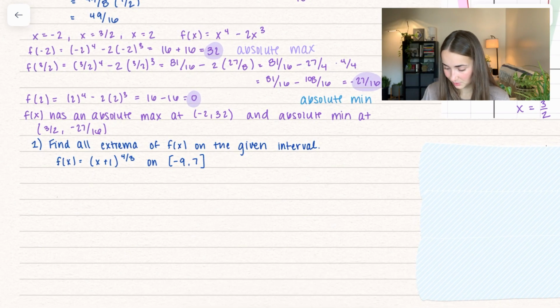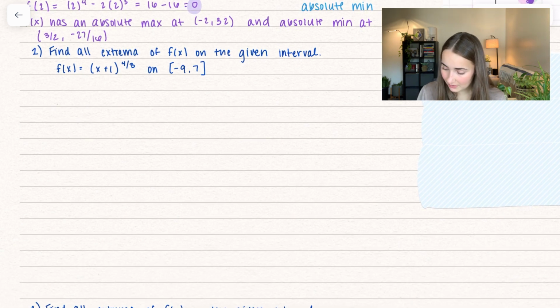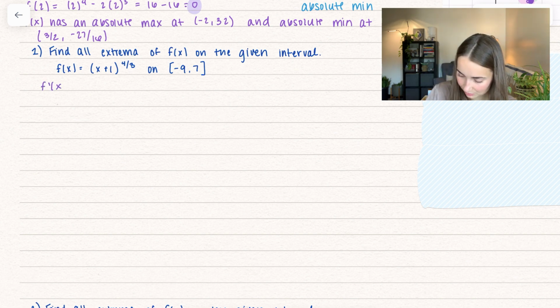Alrighty, let's go ahead and go through another example here. We want to find all the extrema of f of x on the given interval. f of x equals (x plus 1) to the 4/3 on negative 9 to 7. So remember, our first step is to find the intervals of increasing and decreasing. Let's find our first derivative.